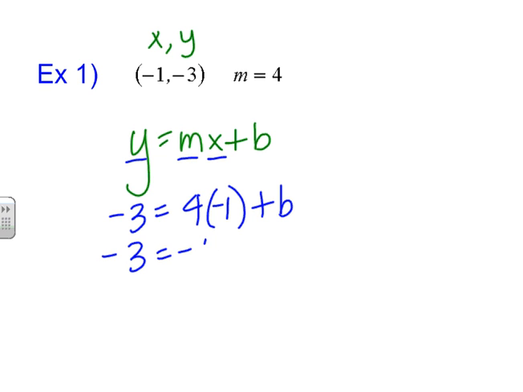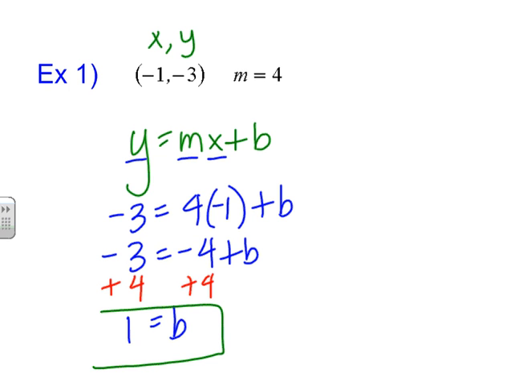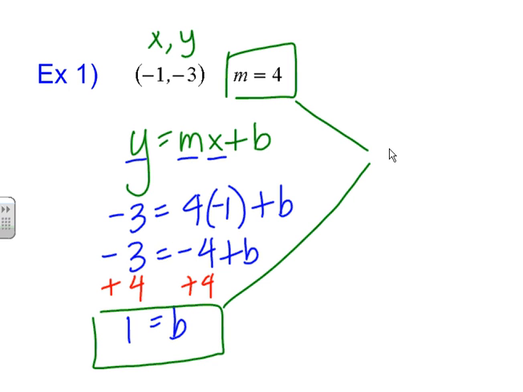4 times -1 is -4, plus the y-intercept. We would then add 4 to both sides and find out that the y-intercept was equal to 1. Well, now that we know that the y-intercept is equal to 1 and the slope is 4, we can take both these pieces of information and write an equation for the line. Y equals 4x plus 1. So again, those are the things that we need to find out. So if we can think in terms of order or steps, we need to find the y-intercept and then write an equation. We're going to use the equation of slope-intercept form to help us to do that.